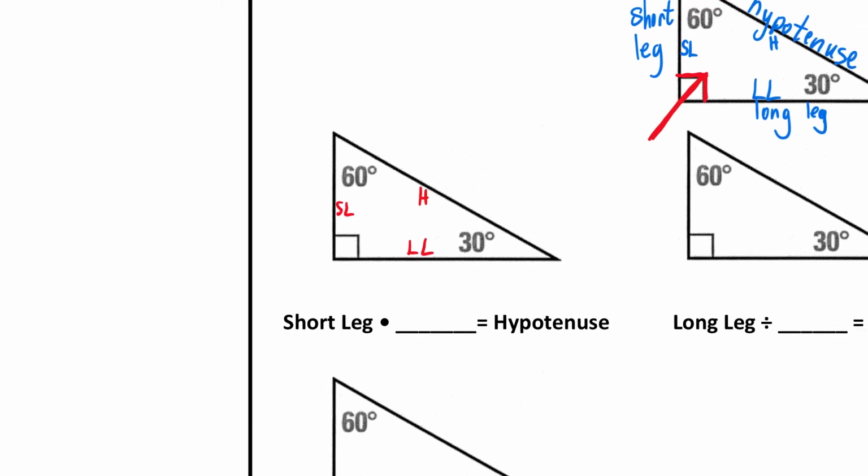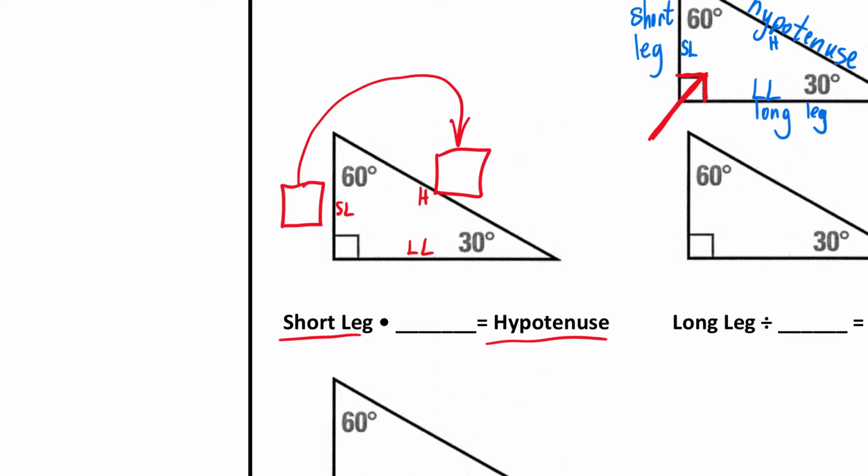So on this first one, if we know the short leg, and I'm trying to find the hypotenuse, so we have the short leg going to the hypotenuse. So this is like what we talked about yesterday. The short leg times what gives me the hypotenuse? Just times 2. It's double. Here we've done a couple times where we've measured and found that it is exactly double.